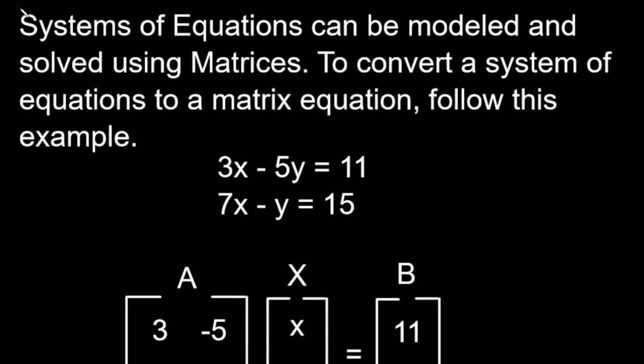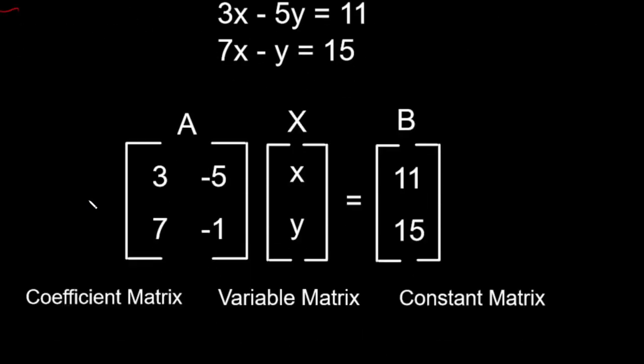This is all stuff you shouldn't write. This is stuff that I'll be reading right now. Systems of equations can be modeled and solved using matrices. To convert a system to a matrix equation, follow this example. You should write this example down. So here is your system of equations, a perfectly fine one. You've got 3x minus 5y equals 11 and 7x minus y equals 15. Here is how it works.